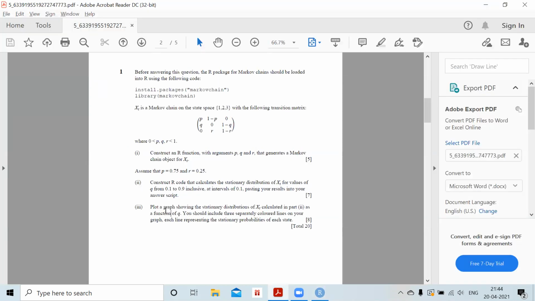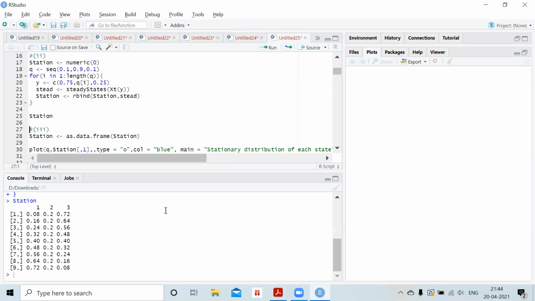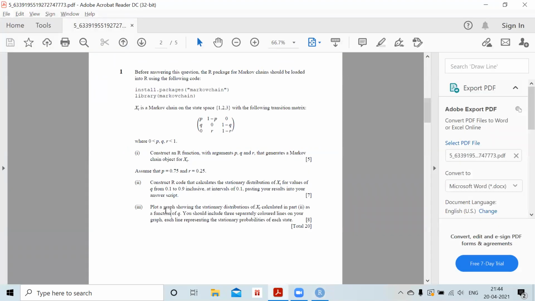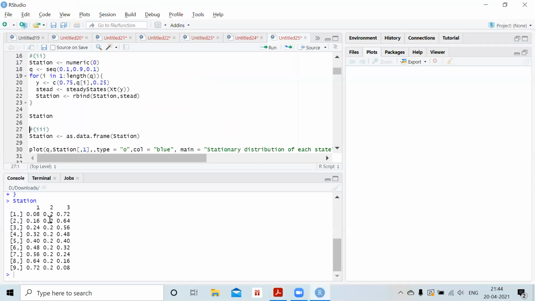Thirdly, they've asked you to plot a graph showing the stationary distribution of XT calculated in part 2 as a function of Q. You should include 3 separately colored lines on your graph. Each line represents the stationary probabilities of each state. So basically against Q, you need to plot these values, against the values of Q, the graph.